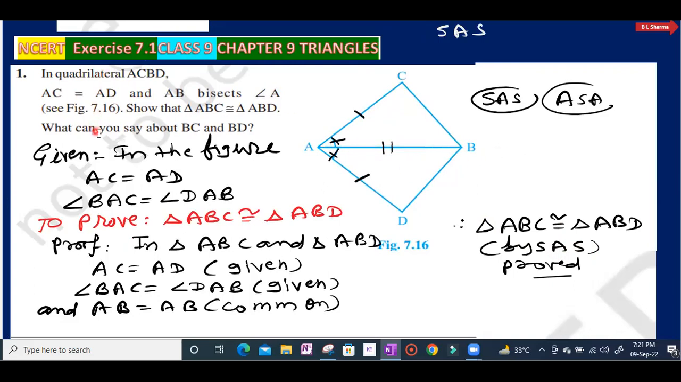And further, second question, what can you say about BC and BD? So by simplicity, this is BC means second, third, and BD that is also second, third. BC and BD both will be equal. So what can we say about BC and BD? That BC and BD will be equal. So that is the answer of this question, and that's all for question number 1 of exercise 7.1.